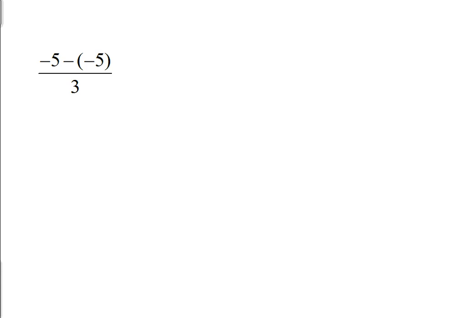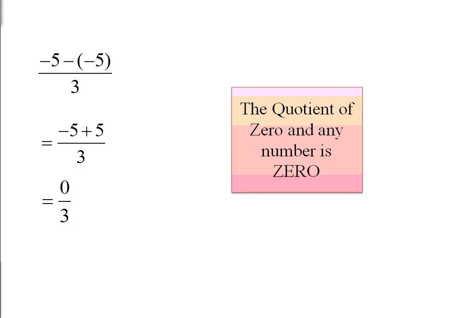Negative 5 subtract negative 5 over 3. Numerator simplifies to negative 5 plus 5, and then again to 0 all over 3. When working with quotients, it's important to remember that the quotient of 0 and any number is always going to be 0. So 0 divided by 3, or 0 over 3, is 0.